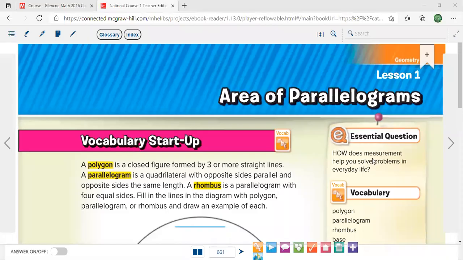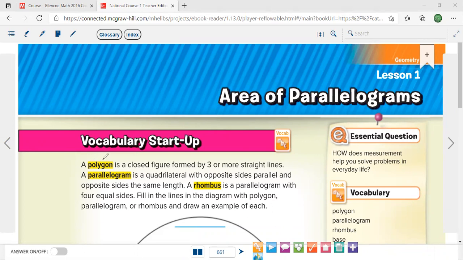This is chapter 9, lesson number 1, area of parallelogram. Let's start with these highlighted words. These are new terms, and any new term you should be familiar with.